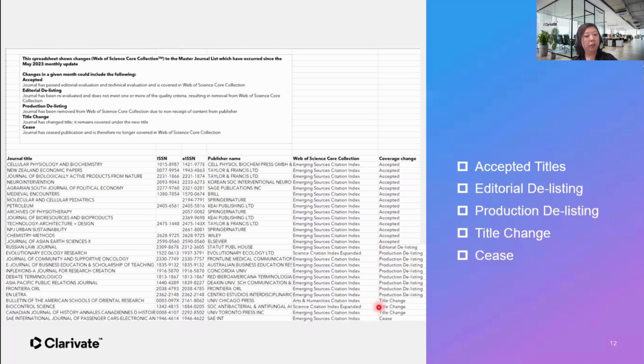Sometimes titles change, so that would also be highlighted here. And in the next column, we usually include the new name of that journal. Okay, Cs would mean that the publisher has already informed us that the journal is no longer publishing, and therefore we take them off the Web of Science. All right.